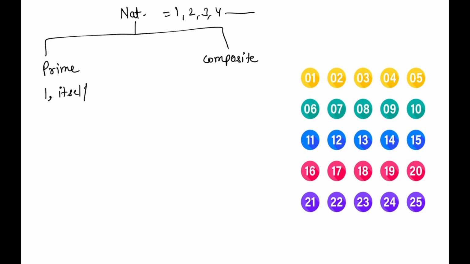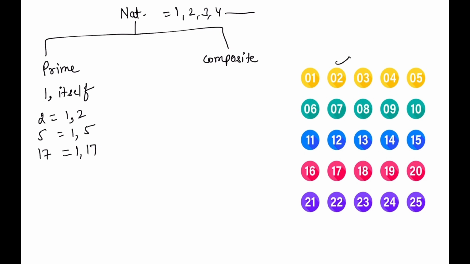For example, 2. It has only two factors, 1 and 2. 5. It has only two factors, 1 and 5. 17. 1 and 17. But if a number has more than two factors, it's not prime. So what is it? It is a composite number.